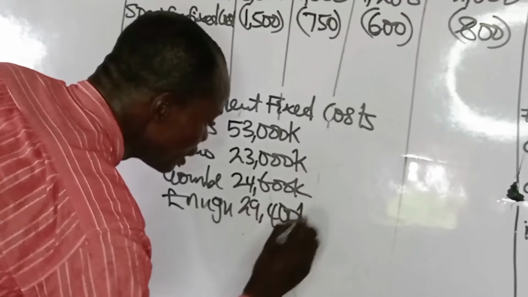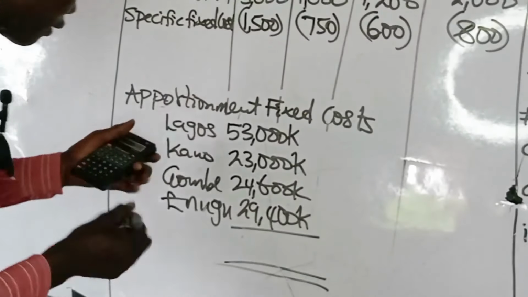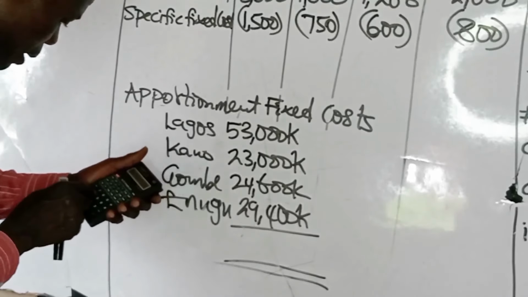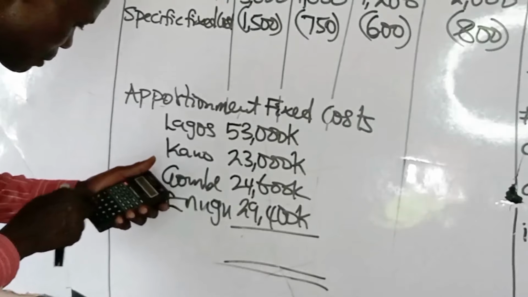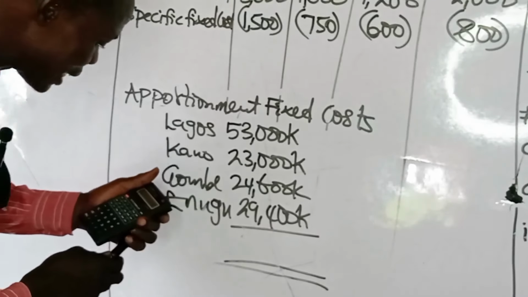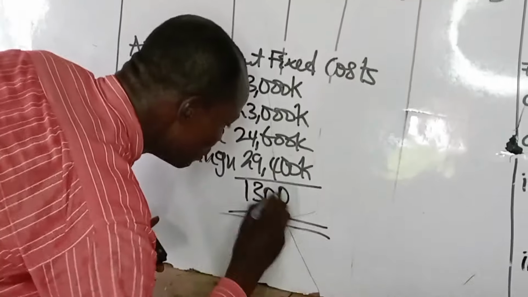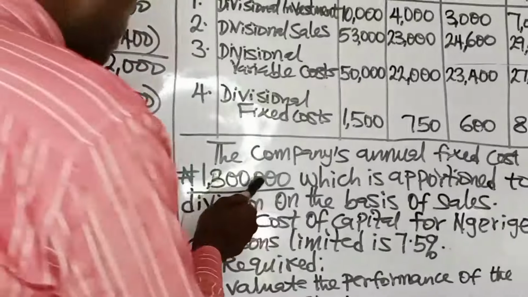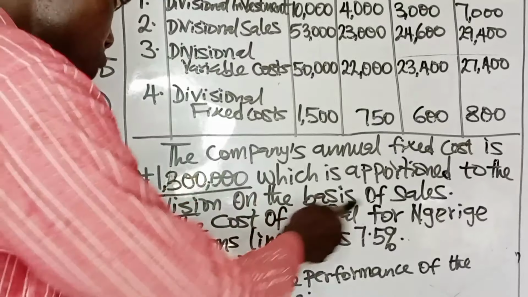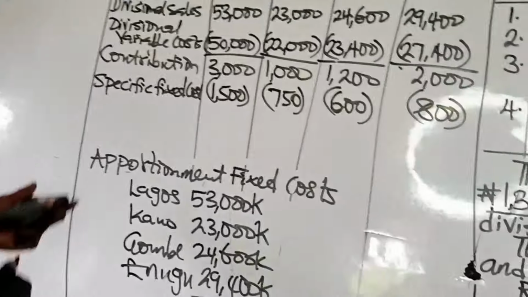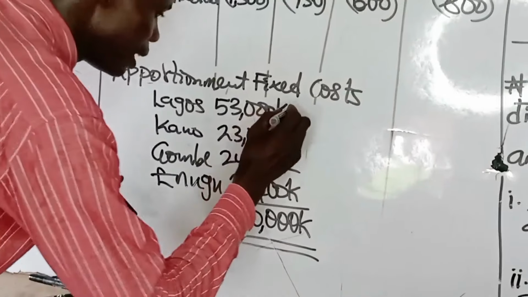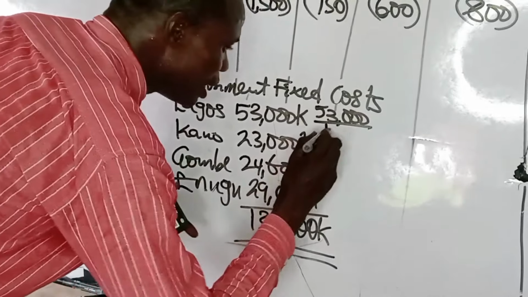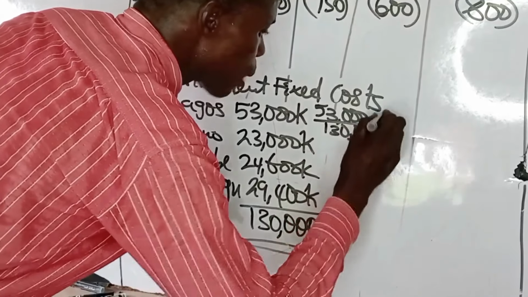If you sum up all the sales, you have 53 million plus 23 million plus 24.6 million plus 29.4 million. Our sales is totaled 130 million. Now you want to apportion the fixed cost of 1.3 million on the basis of sales. So, for Lagos, you have 53 million over the total of 130 million times 1.3 million.